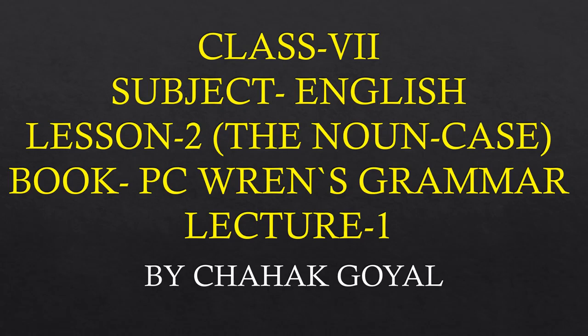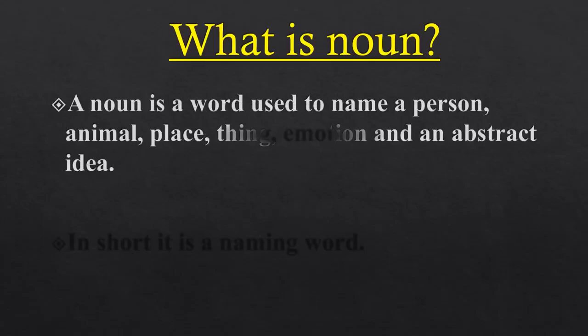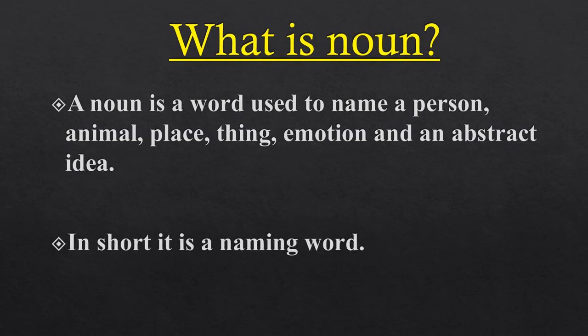Lesson number 2, the noun case, from the book PC Rand's Grammar. Before starting our noun cases, we should know what is a noun and what are its types. So, what is a noun? A noun is a word used to name a person, animal, place, thing, emotion, and abstract idea. Or in short, it is a naming word.